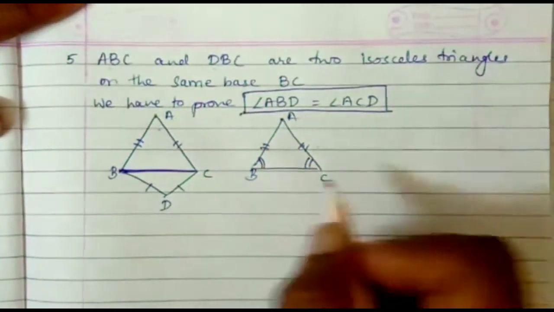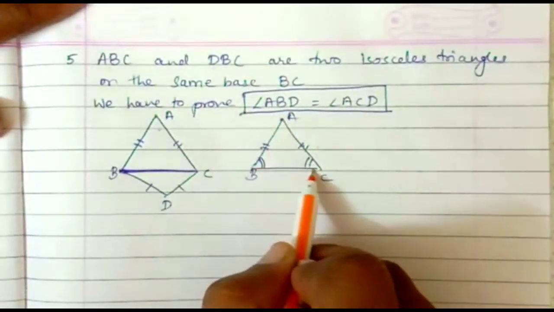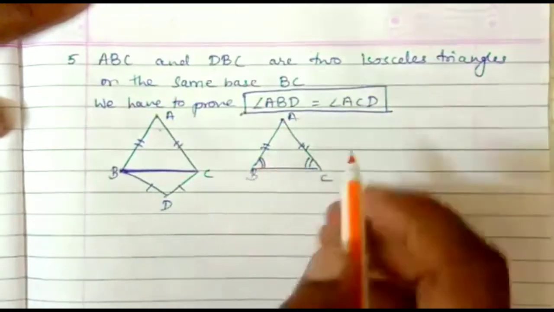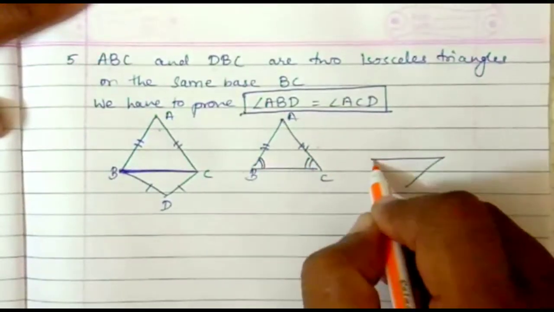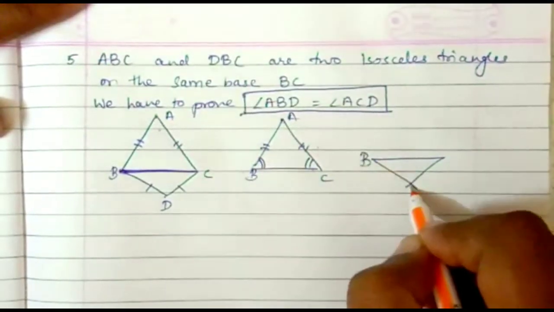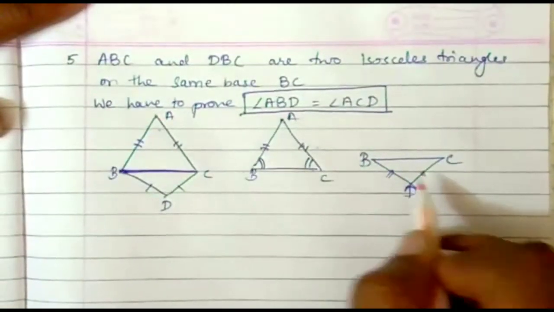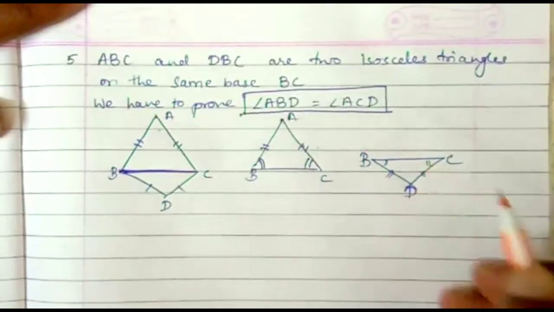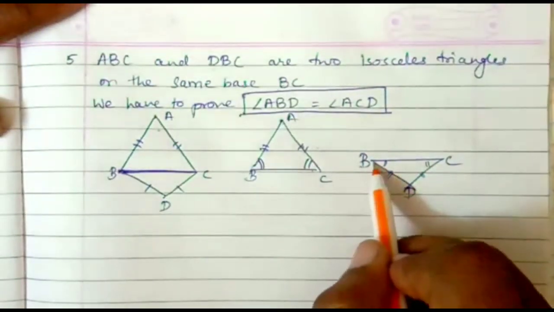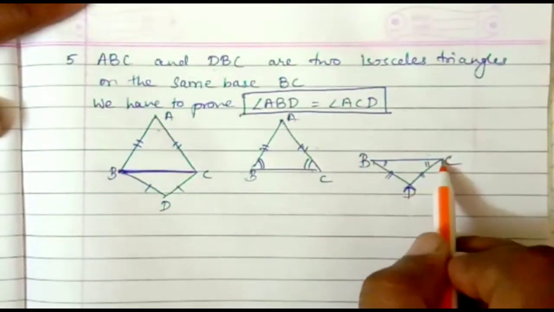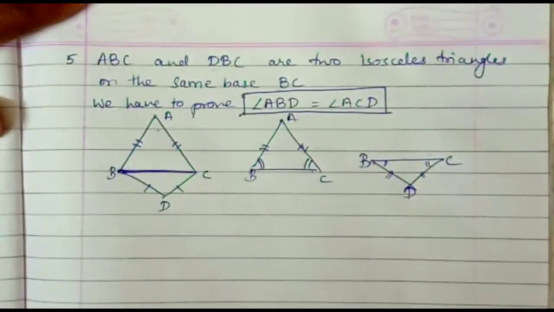You have already learned, so we got angle ABC will be equal to angle ACB. Similarly for the second triangle, which is BDC, in this triangle BDC, as BD and DC are equal, again the opposite angles will be equal. So angle DBC will be equal to angle DCB.